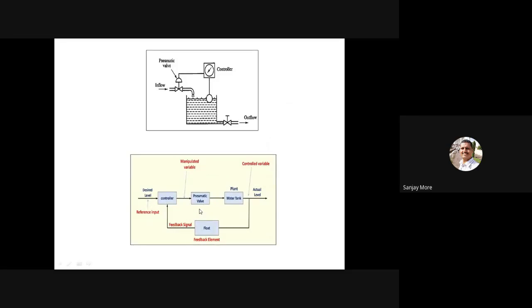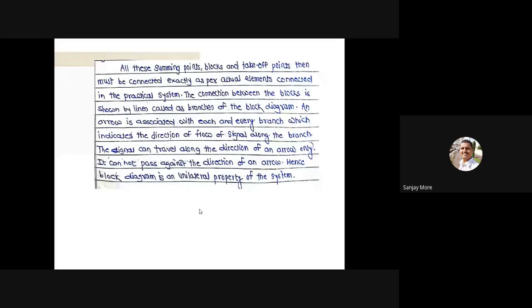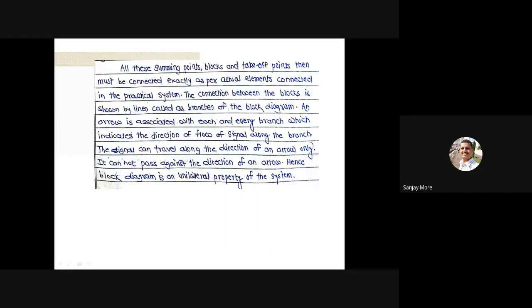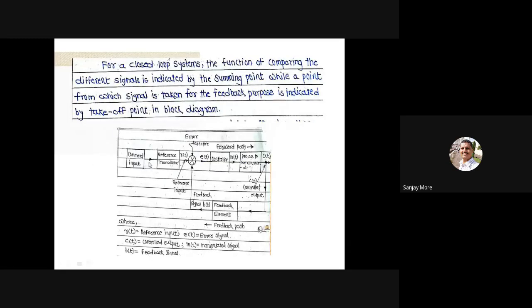Okay. The connection between the blocks is shown by lines called the branches of the block diagram. Here, this line shows a branch. This line shows the branches of this block diagram. An arrow is associated with each and every branch, which indicates the direction of flow of signal along the branch. This arrow shows the flow of the system.